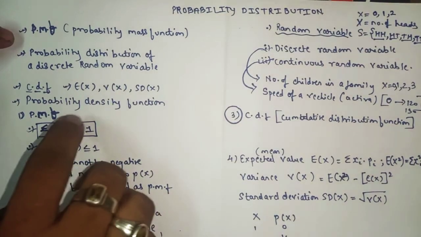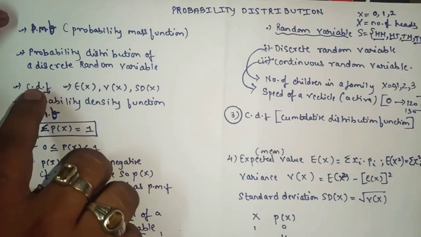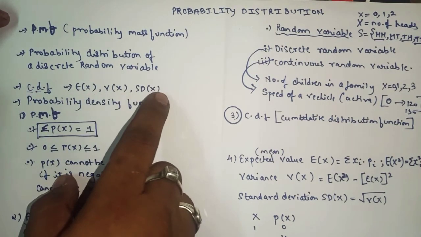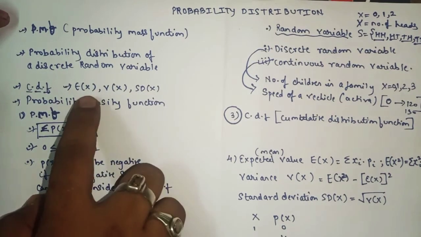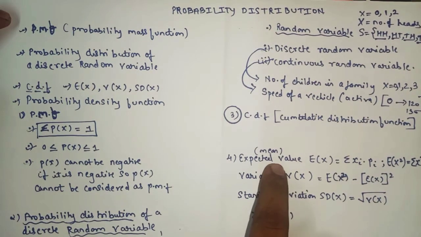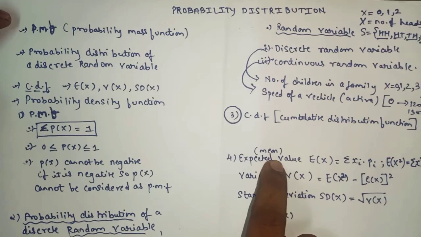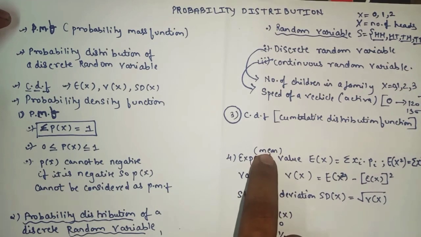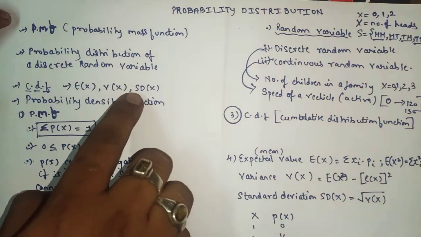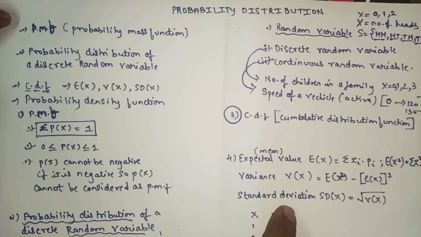Then after that we saw about CDF, E of x, V of x and SD of x. E of x is known as expected value. Expected value is also known as mean in this chapter. V of x is known as variance, and SD stands for standard deviation.